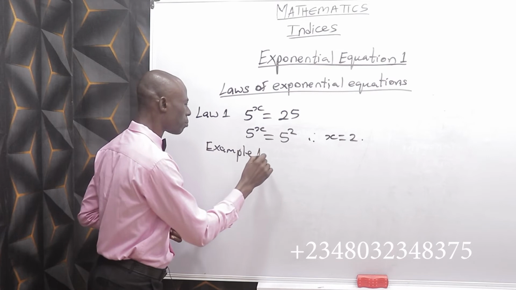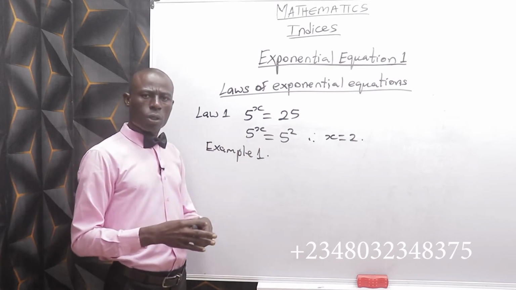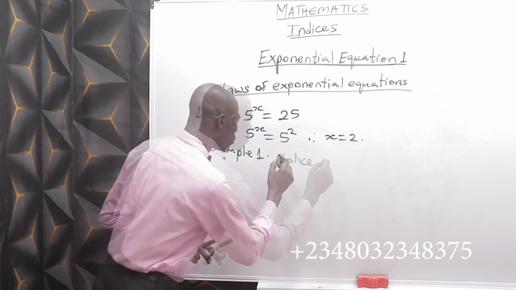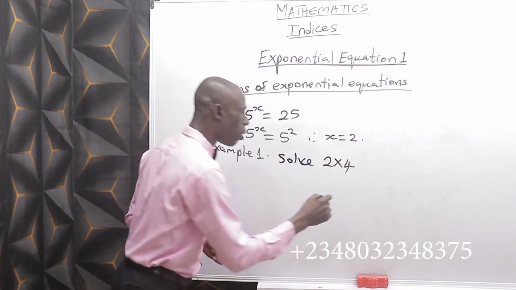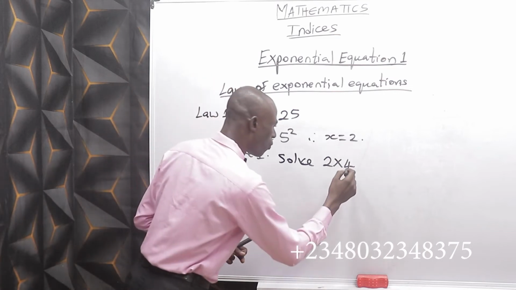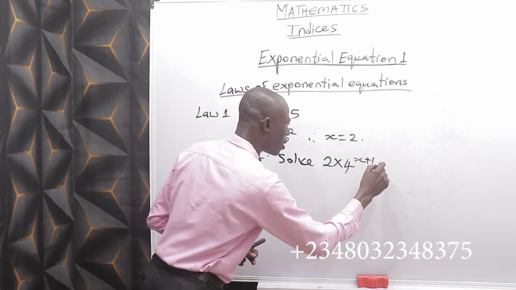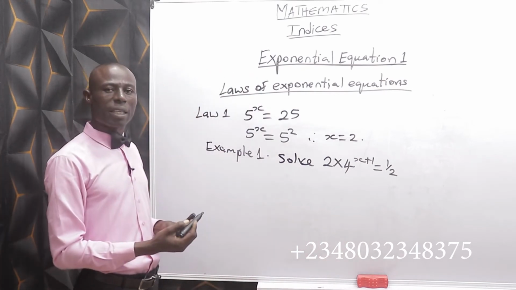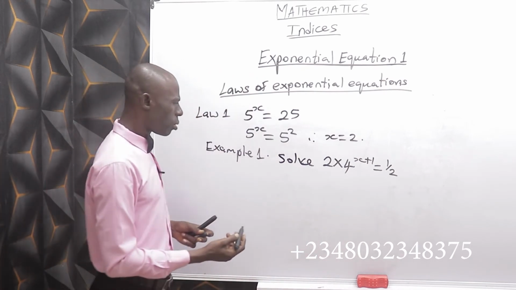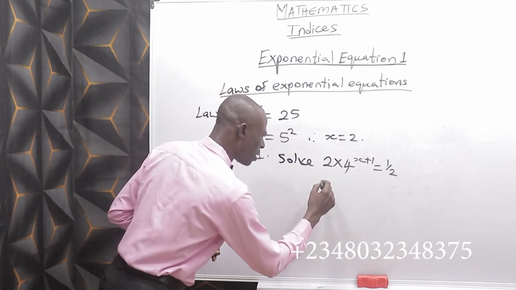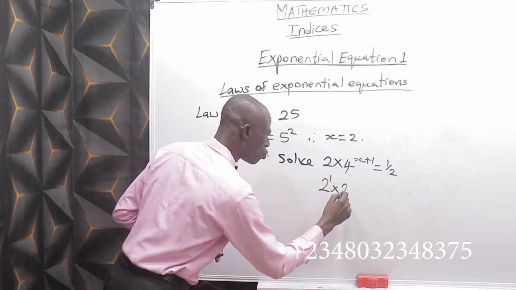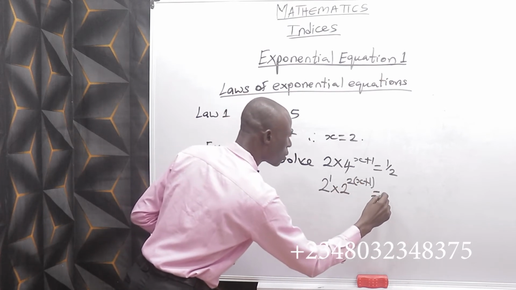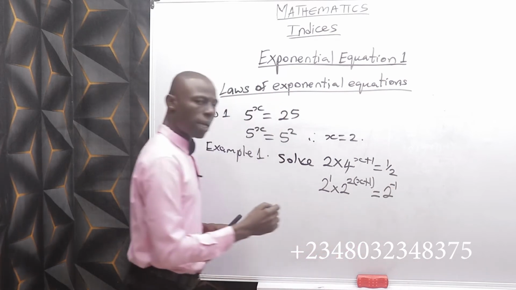Example 1. If you have a question like: solve 2 times 4 raised to power x plus 1 equals a half. If you are given something like this to tackle, you express it as 2 raised to power 1 times 2 raised to power 2 into x plus 1 equals 2 raised to power minus 1.